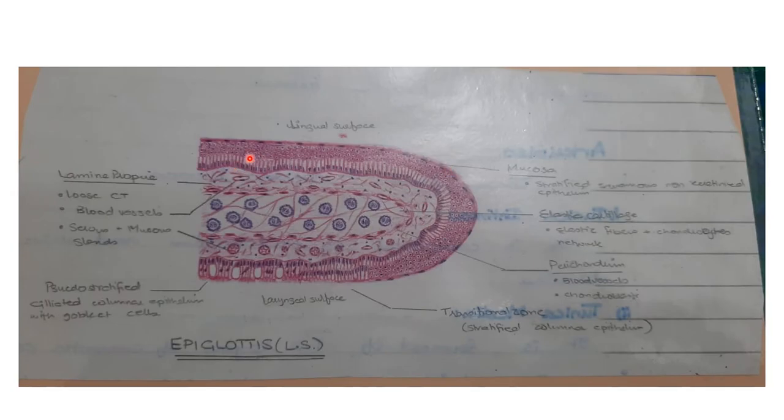And this is the picture of the epiglottis. You can make it. The lingual surface is covered with stratified squamous non-keratinized epithelium, and as soon as it reaches the laryngeal surface, it transforms into pseudostratified ciliated columnar epithelium with goblet cells. And here we have the lamina propria, which consists of blood vessels and glands. This is the cartilage plate, and this is what you have to draw.